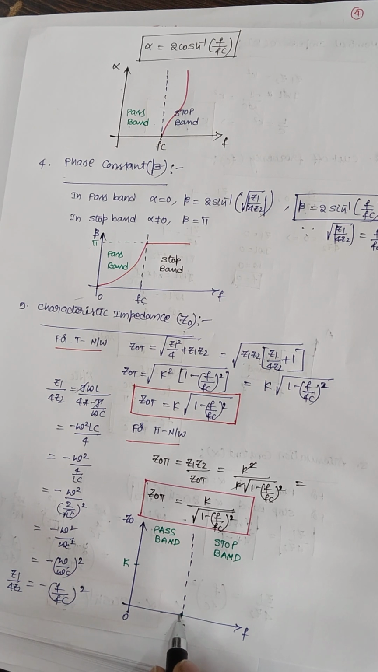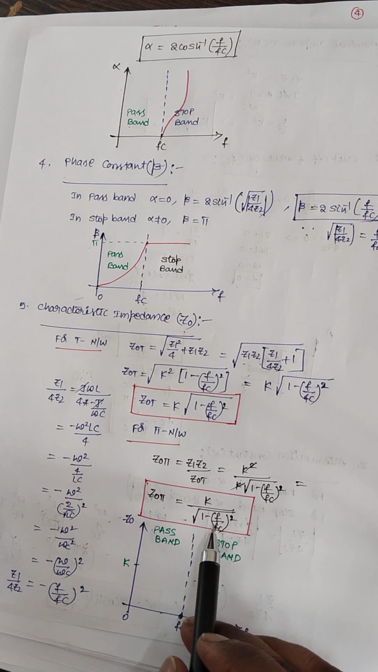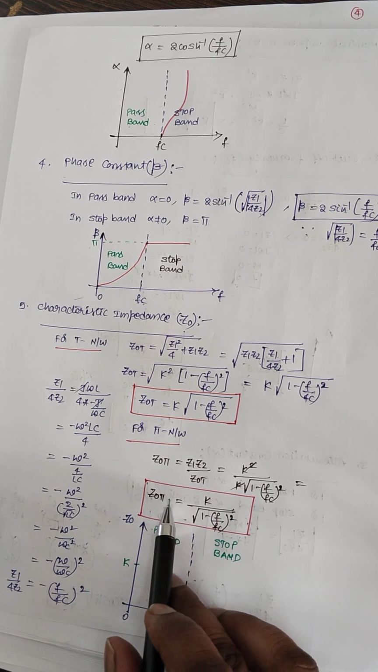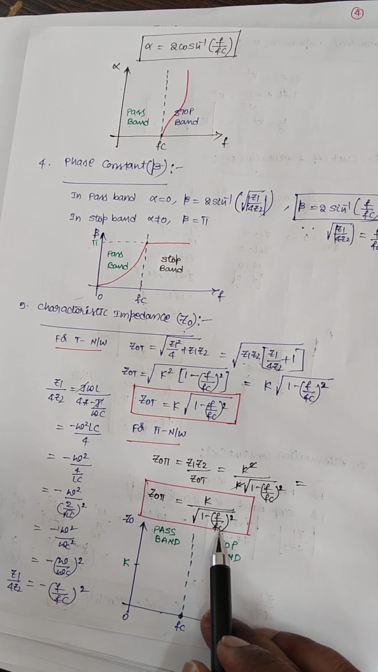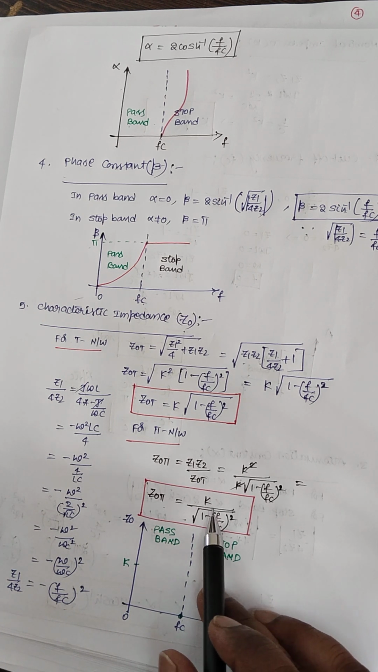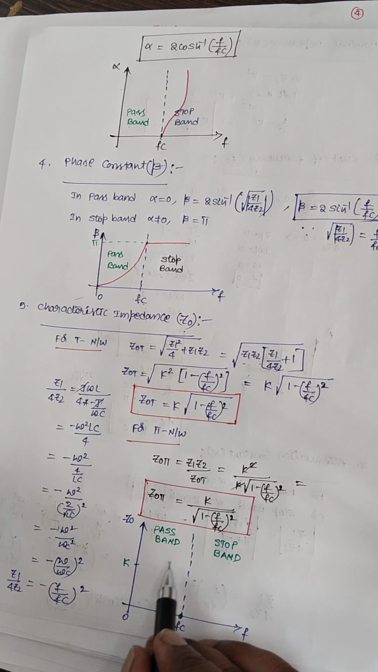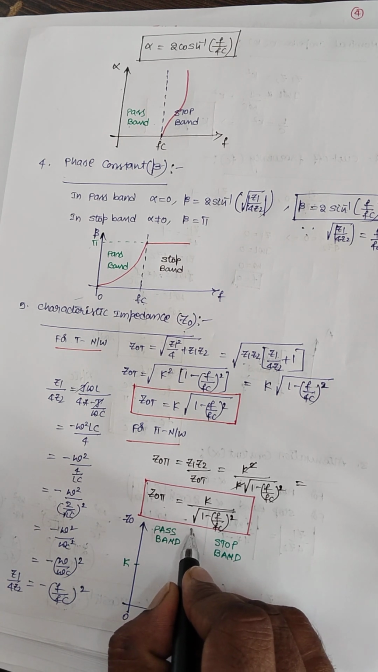So at f equal to fc, this point is for Z0T. And what about Z0 pi at f equal to fc? This is 1, and 1 minus 1 is 0. K divided by 0, anything divided by 0 is infinity. So Z0 pi will be at infinity.